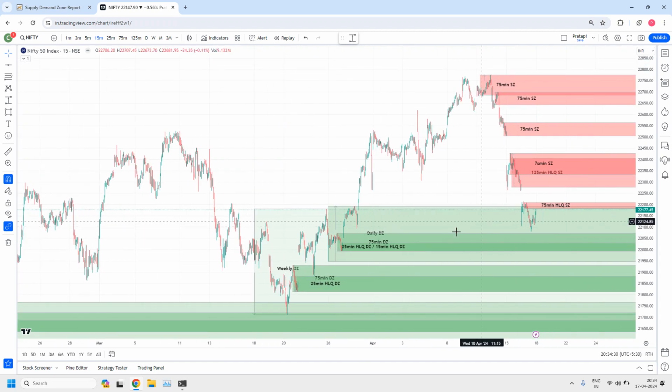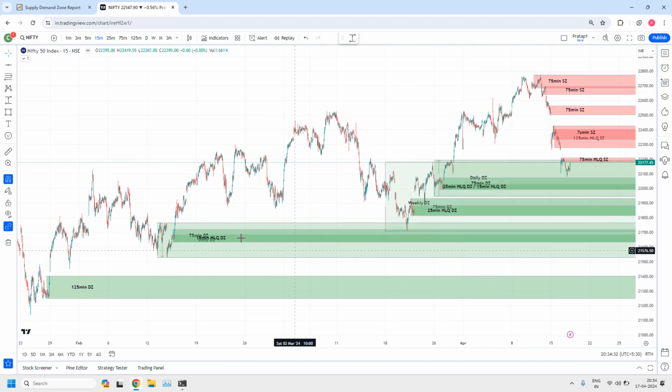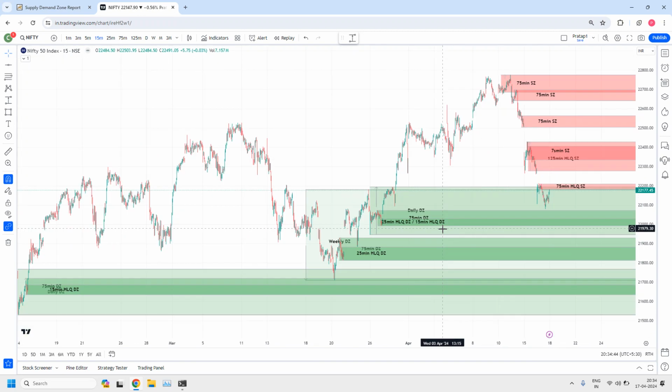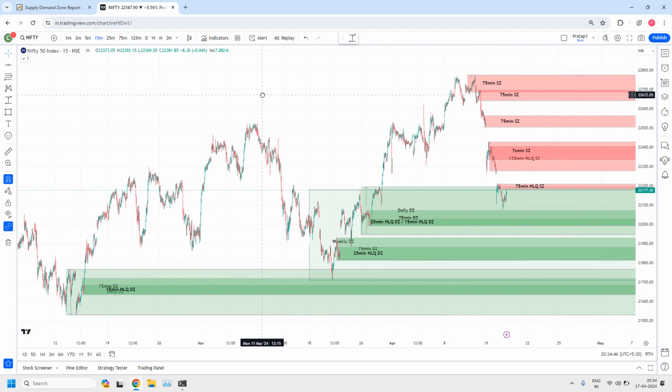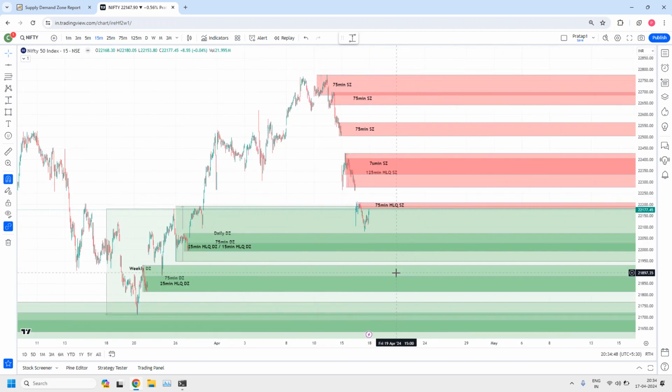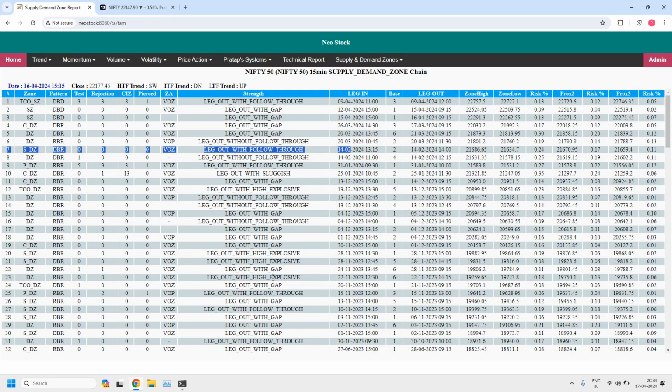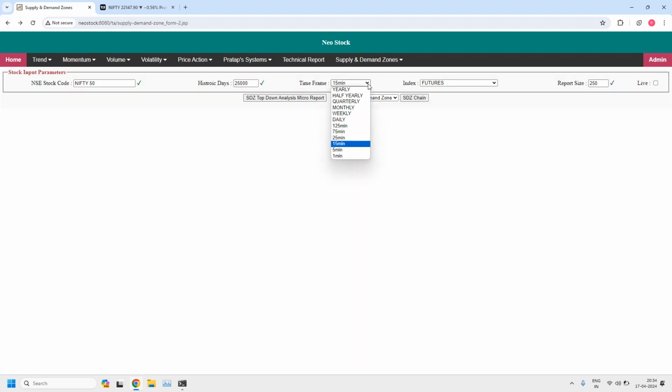Probably in case this daily zone is violated, next Nifty will get support in this zone. Even though the trend will change, it will get support. At least it will give you short term trade opportunities, long opportunities, short term. Okay, this is about 15 minutes, and now let's move on to the last time frame, 5 minutes.